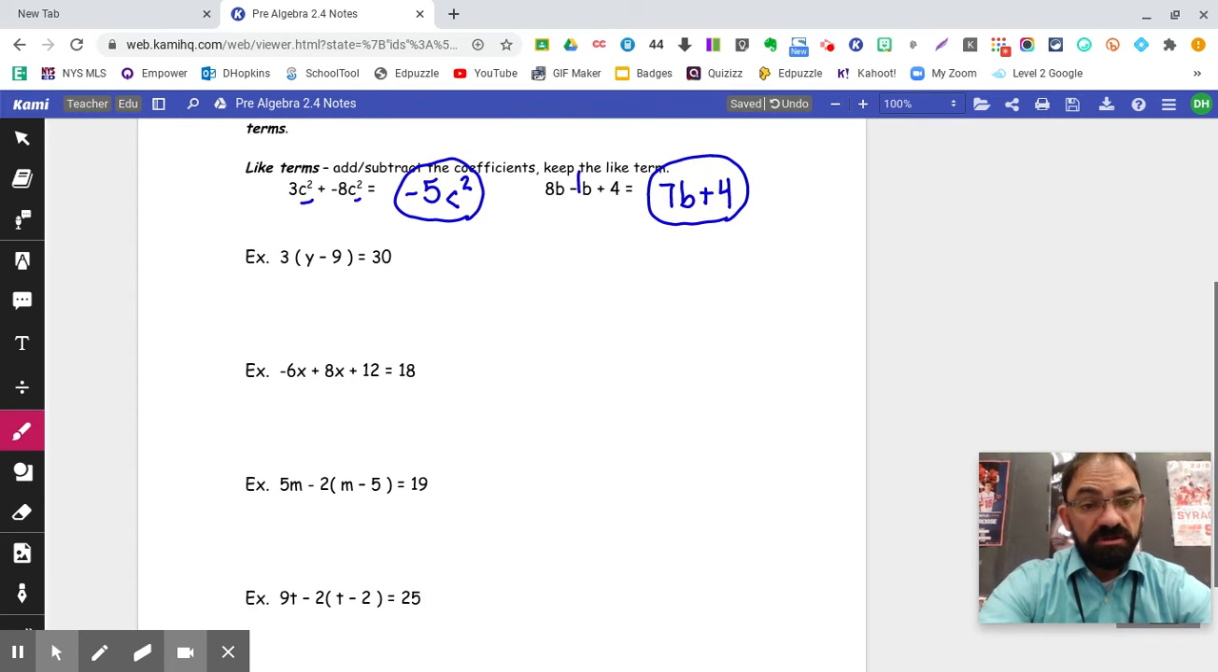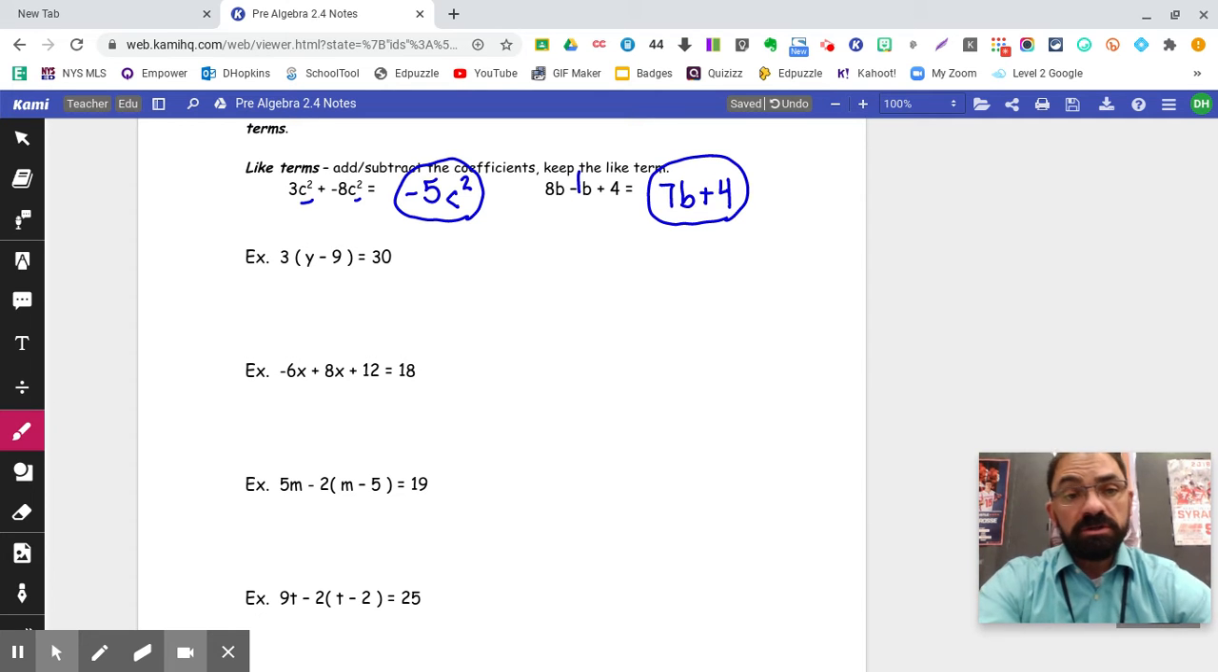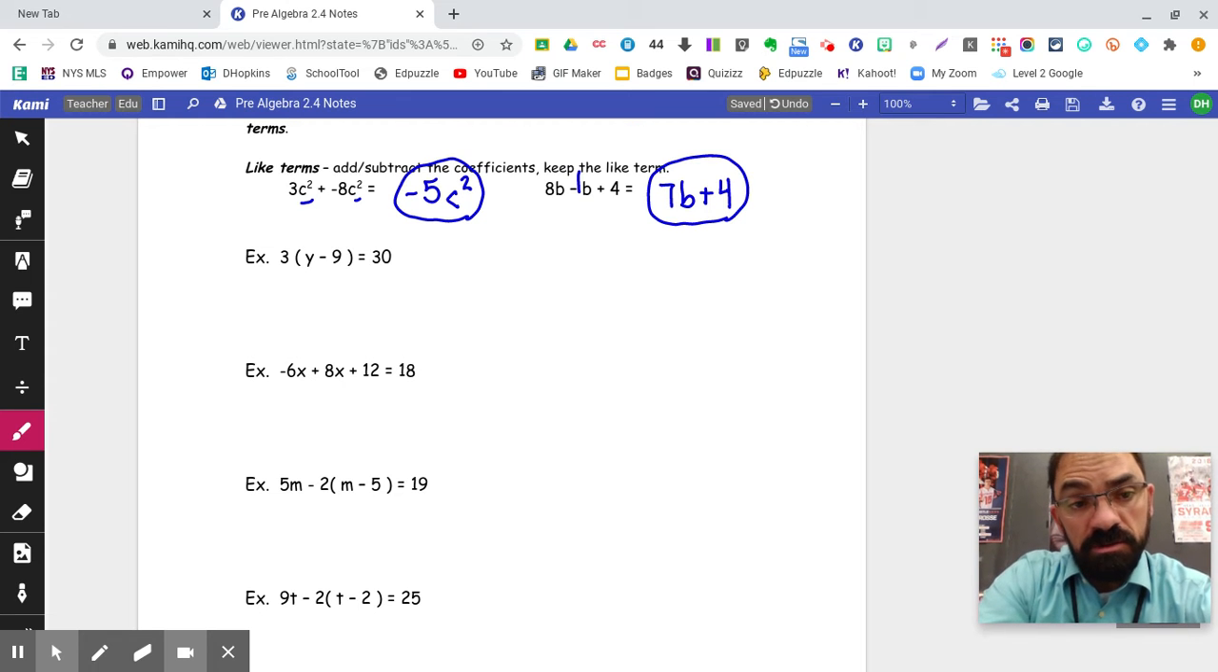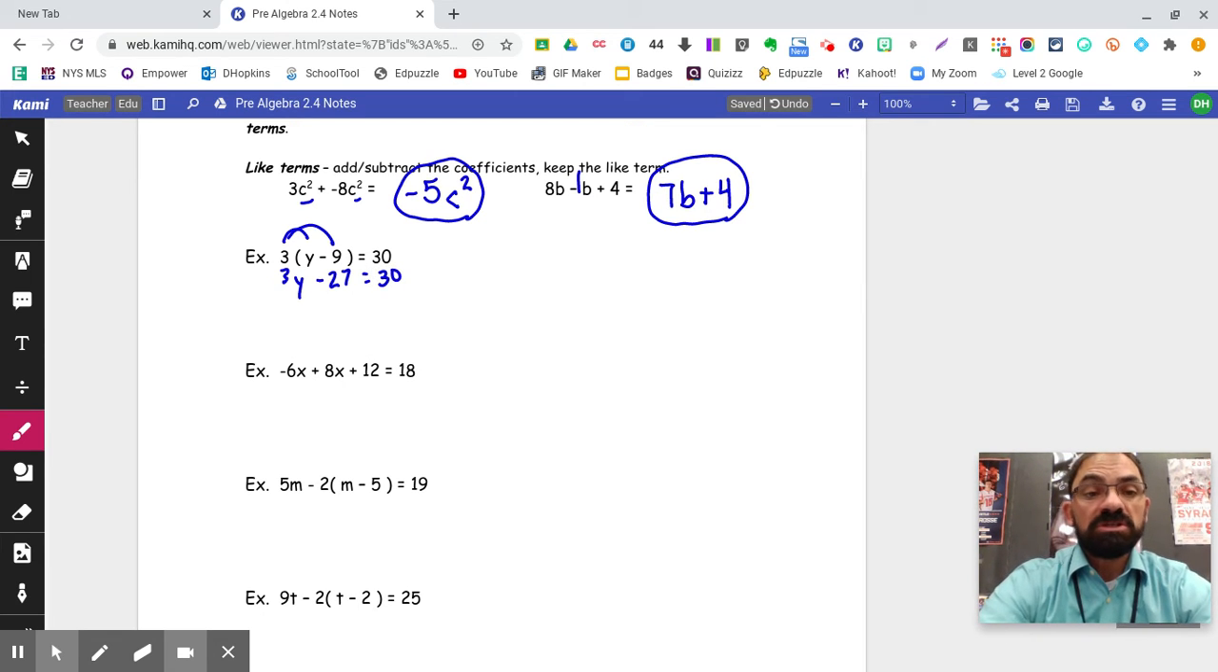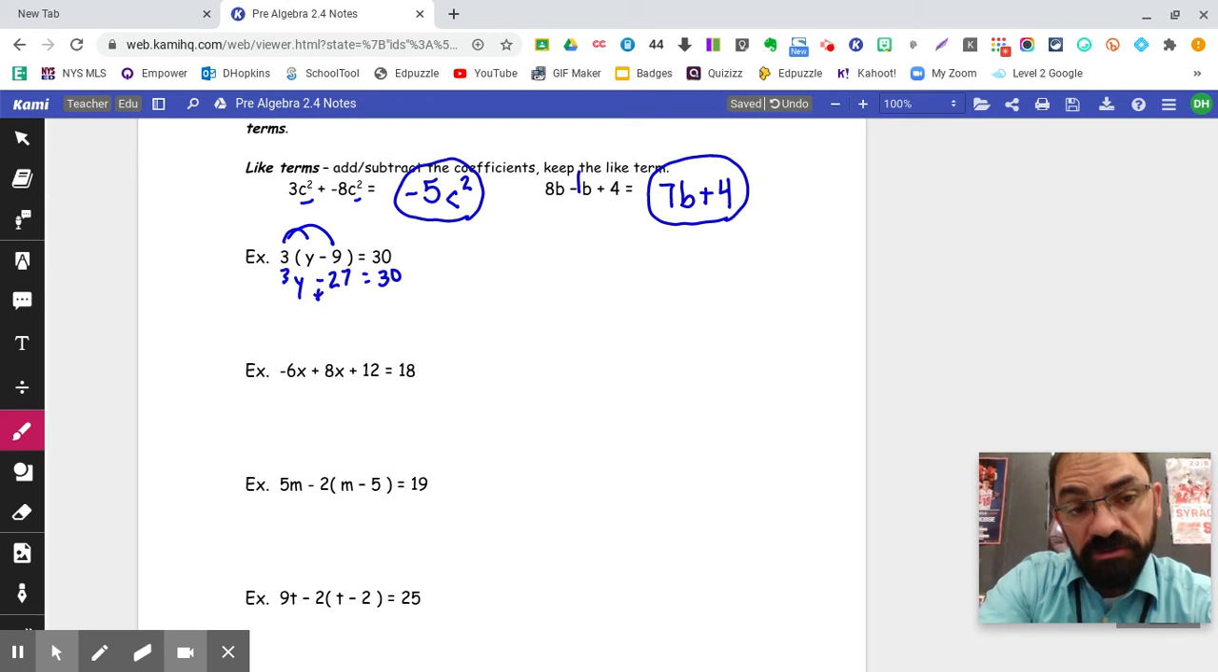Okay, so let's look at these 4 examples here. We're going to distribute, combine like terms, whatever we have to do necessary, and then we're going to solve the equation. So let's distribute 3. 3 times y is 3y. 3 times -9 is -27, and that equals 30. So to solve for y, I want to get rid of whatever's not attached to it. So let's add 27.